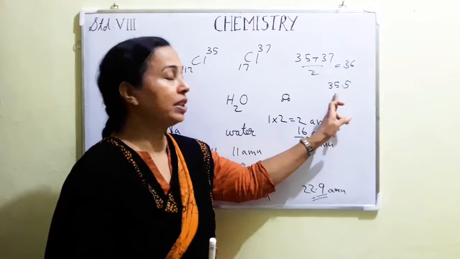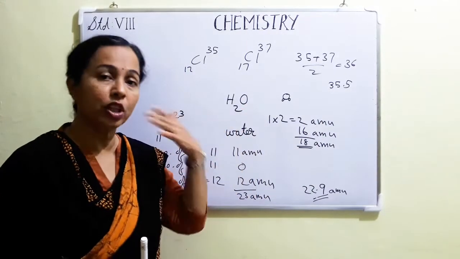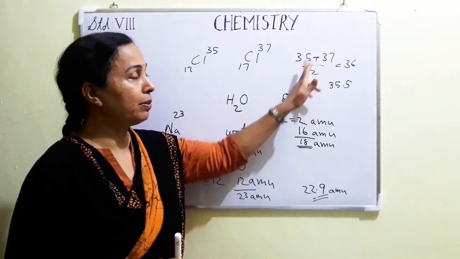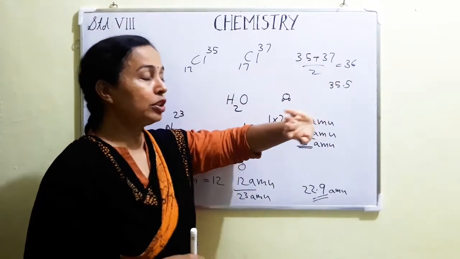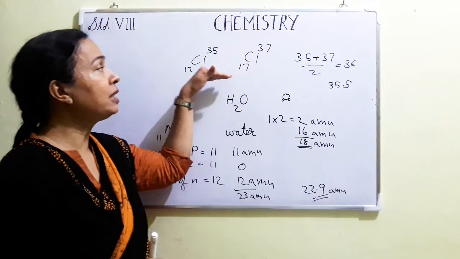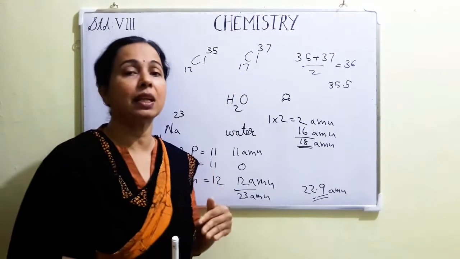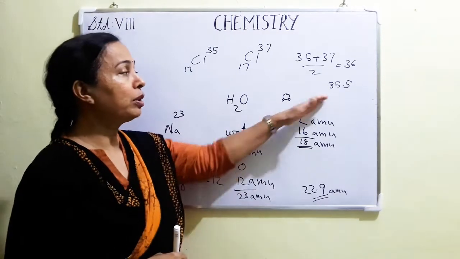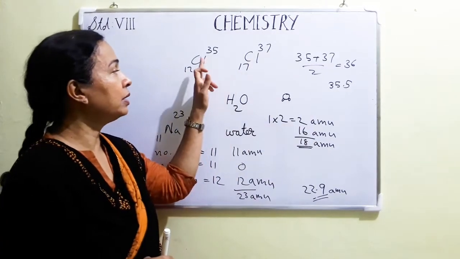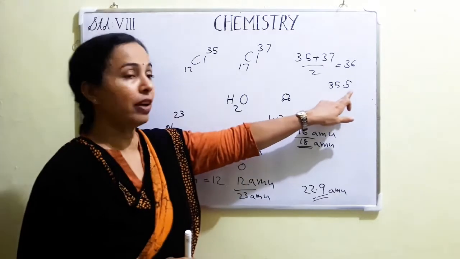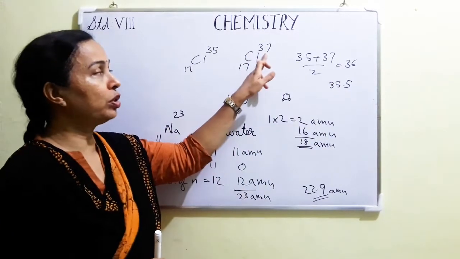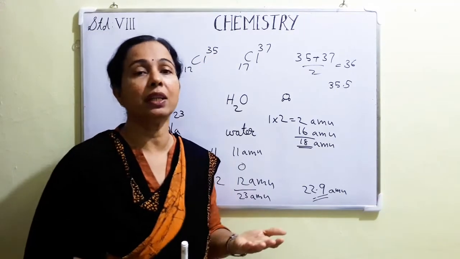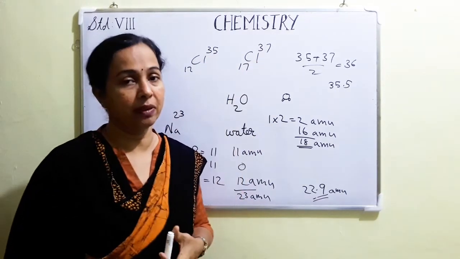How it is calculated, that you study in standard 9. Now we are not bothering about it. But why it is not simply the average? If it were simply the average, it would be 36. It is not found out like that. The percentage in which each isotope is present in nature also is considered in that particular calculation. Therefore, the atomic mass is closer to chlorine 35. That is why it is 35.5. Okay, not closer to chlorine 37, because chlorine 35 is present more in nature than chlorine 37.